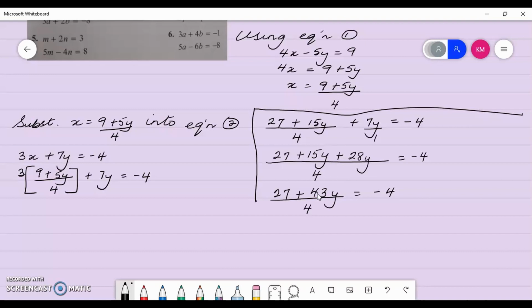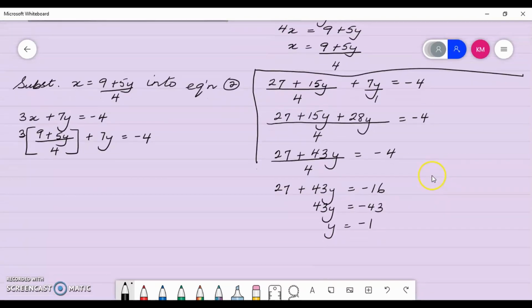Now I want to solve for y. So I'm going to carry everything across. So that's 27 plus 43y is equal to, that 4 is going to go across to the other side, and it's going to become negative 16. Then I have 43y is going to be negative 16 take away 27, negative 43. So I have y being equal to negative 1.